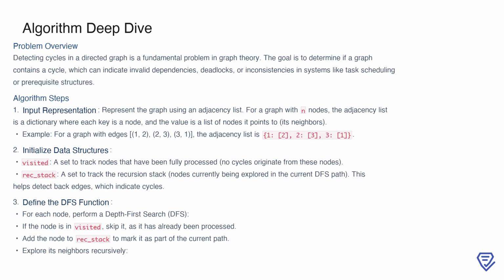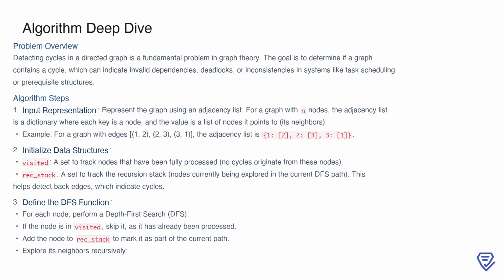The problem we're tackling here is detecting cycles in a directed graph, which is a crucial task in graph theory. Cycles in such graphs can signify critical issues, such as invalid dependencies in a task scheduling system or potential deadlocks in a process. To solve this, we start by representing the graph using an adjacency list, which is both efficient and intuitive. In this representation, each node points to a list of its neighbors. For instance, if the graph has edges like 1, 2, 2, 3, and 3, 1, the adjacency list would look like this: 1, 2, 2, 3, 3, 1.